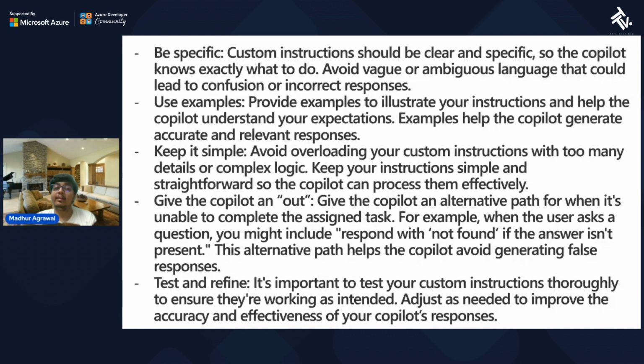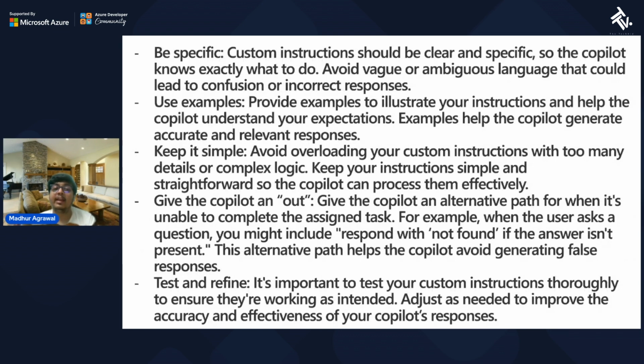Then the next thing is use examples. You can provide examples to illustrate your instructions and help the copilot understand what your expectations are, what you are seeking, and what answers you are bringing out from the AI model. So examples help the copilot generate accurate and relevant responses according to the need of the end user. This helps a lot in the prompt modification process.